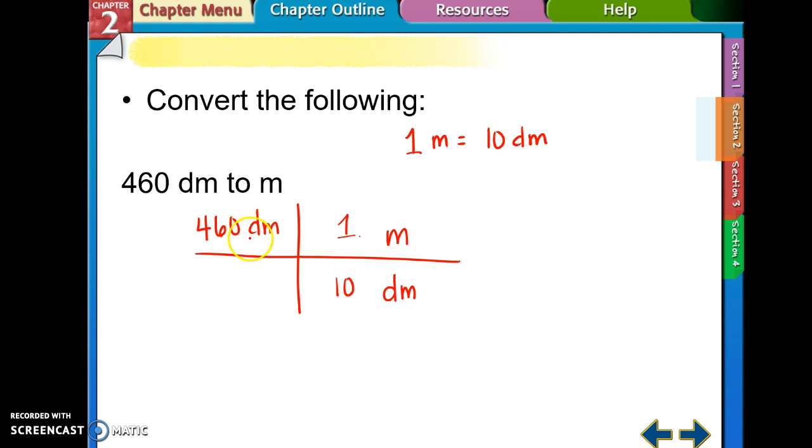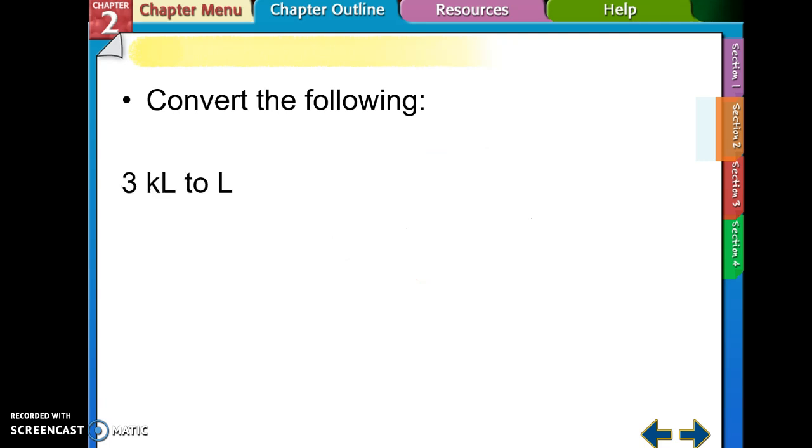So now I can cancel out my units, and I do 460 times 1 divided by 10, and my answer is going to be 46 meters. Alright, one more for the road. 3 kiloliters to liters. So, I'm going to start like I have all the others.